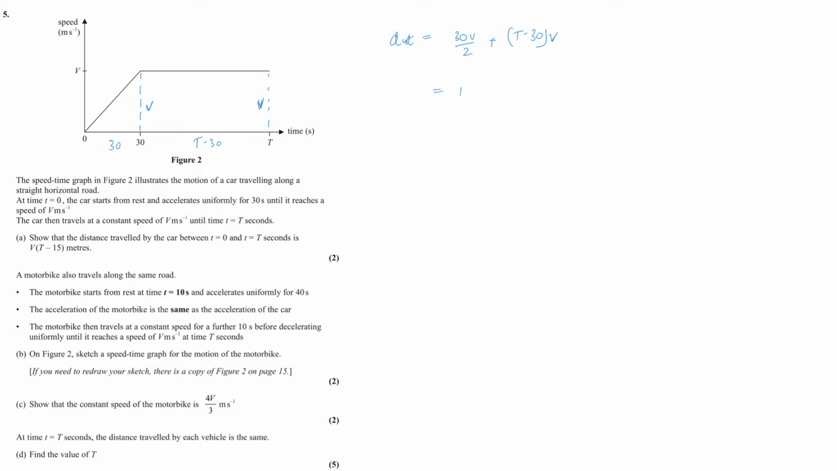Now that's 15V plus TV minus 30V, which is TV minus 15V, or factorising out the V, we've got T minus 15. And that is what we had to show. Okay, you could have done it, I could have done one complete area, trapezium, that would have worked just as well.